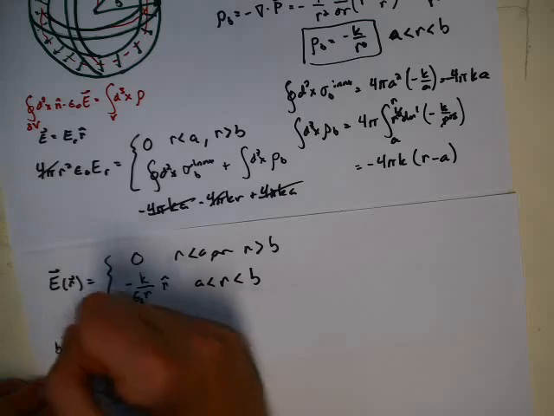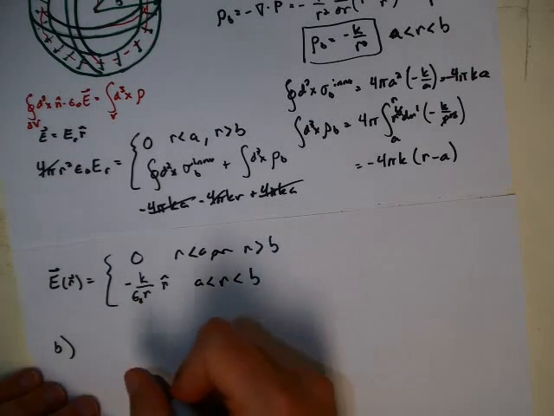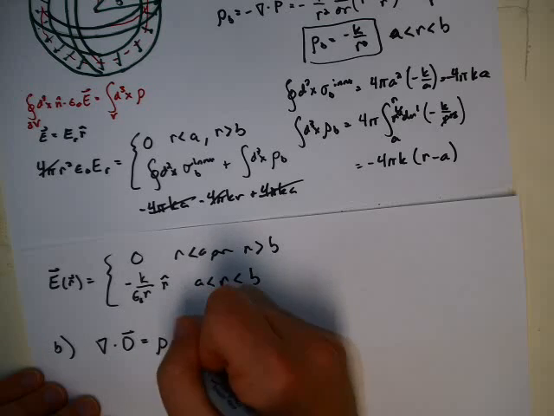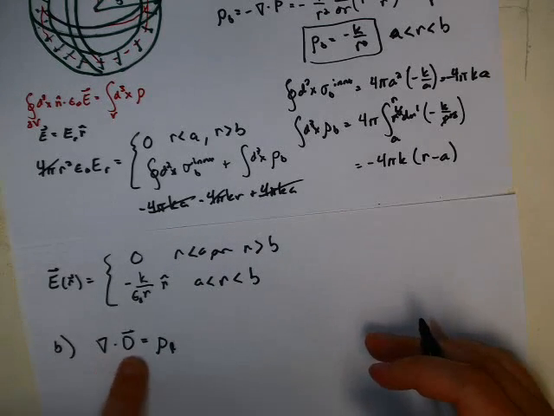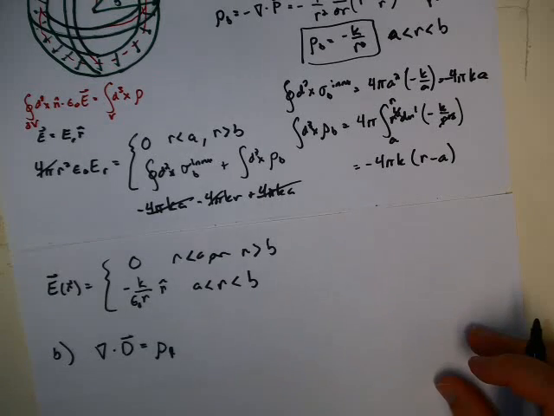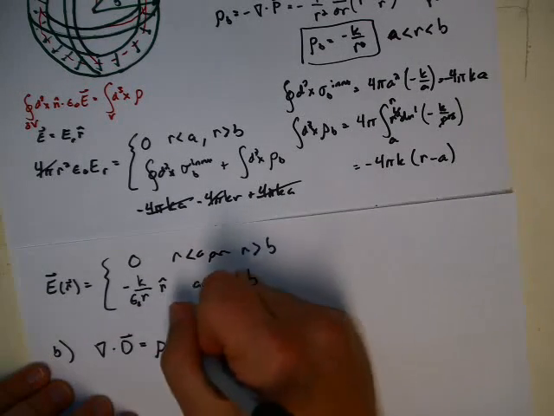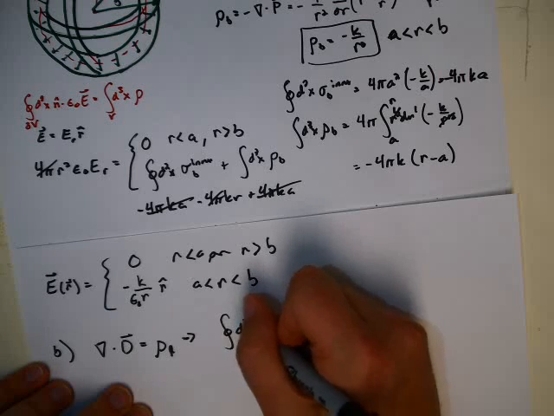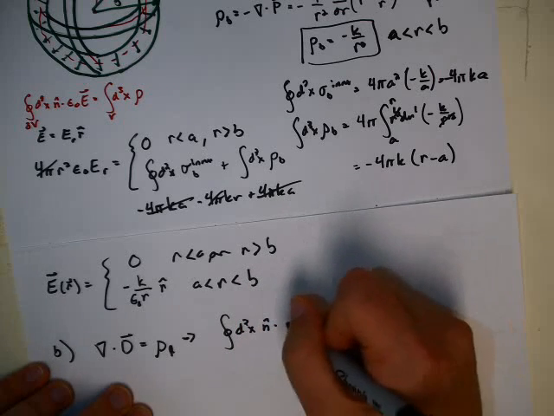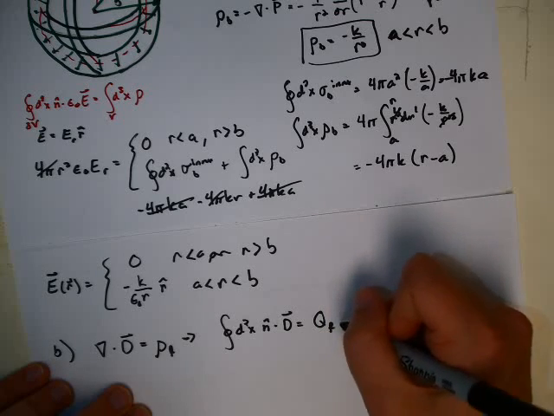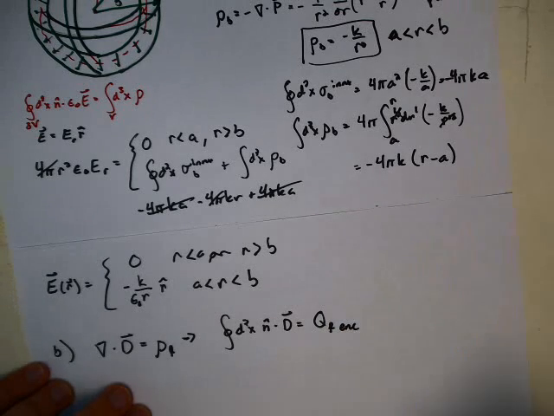For part B, find the displacement vector. Well, we have for our differential equation for the displacement vector that the divergence of the displacement vector is equal to the total free charge. In a spherically symmetric case, this of course turns into that same type of Gauss's law. So integral d^2x n hat dot D is equal to Q free enclosed. But of course, there's no free charge at all in the system, so that's 0.